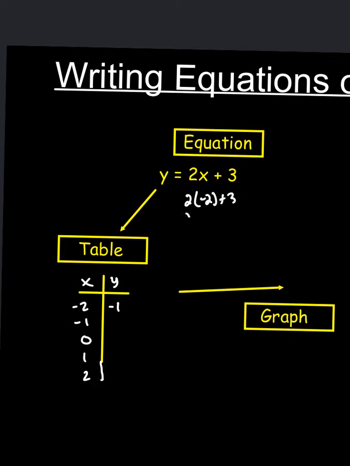And then we would do 2 times -1 plus 3, and that would be 1. Then 2 times 0 plus 3 is 3, 2 times 1 plus 3 is 5, and then 7. So what I want to get at is the equation is the same as the table. These represent the exact same line. And then what you can do is graph the line.